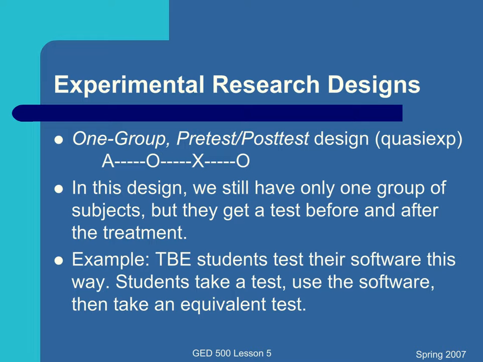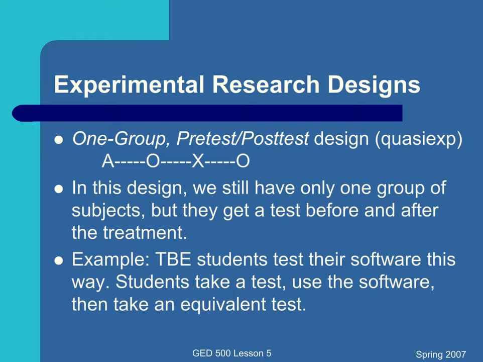So now we have another example, which is the pre-test, post-test with one group. So again, that A is the group, right? And then instead of just doing an assessment afterwards, you're doing one assessment before and then another one after the treatment. So you get to compare the before and after. So let's say that you have TBE students test their software this way. So students can take a test, use a software, and then take an equivalent test. So for like, let's say you're working on a GRE or an SAT test, right?